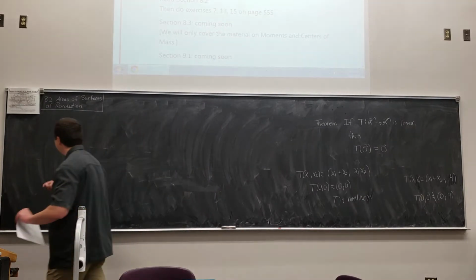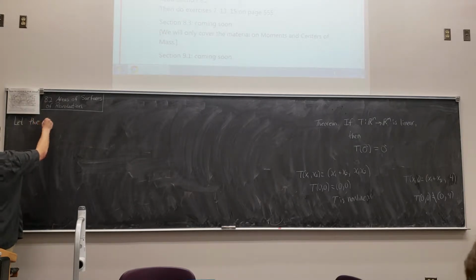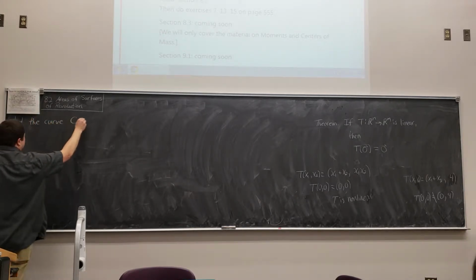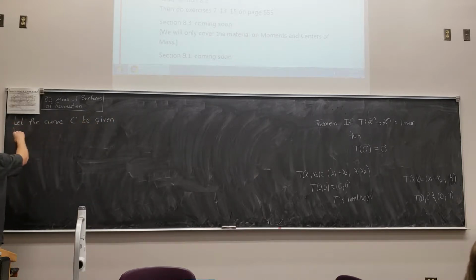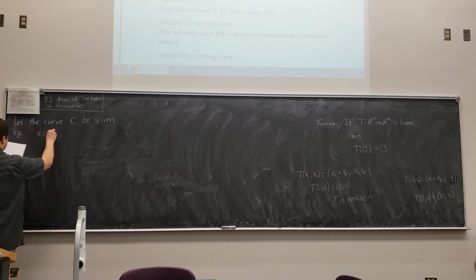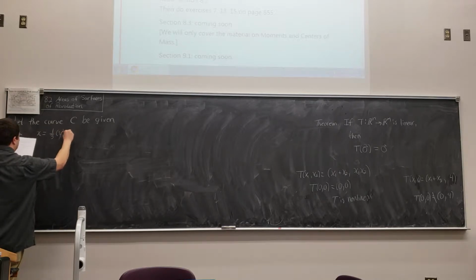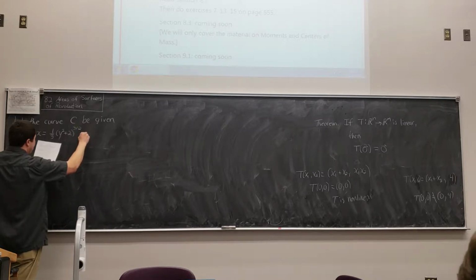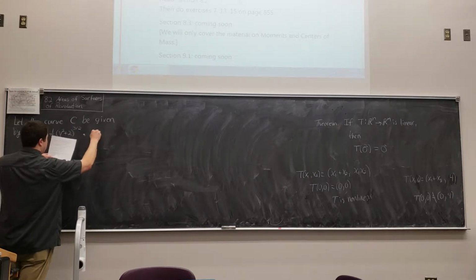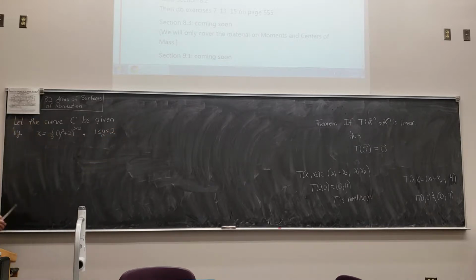So the questions once again say to let the curve C be given by, the first one we'll look at is x equals 1/3 of (y squared plus 2) to the power of 3/2 as y varies from 1 to 2. So 1 is less than or equal to y is less than or equal to 2. So now we have a curve.